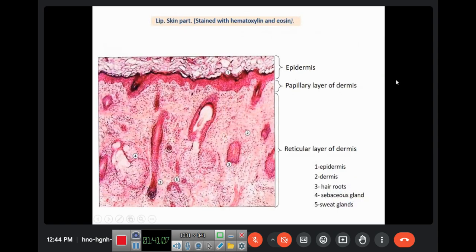Another example of the section of the lip, this is the skin part of the lip. It has epithelium, epidermis, and dermis, which contains the papillary layer with papillae, and the reticular layer with dense fibrous connective tissue. Here we see the hair with associated sebaceous glands and also sweat glands.